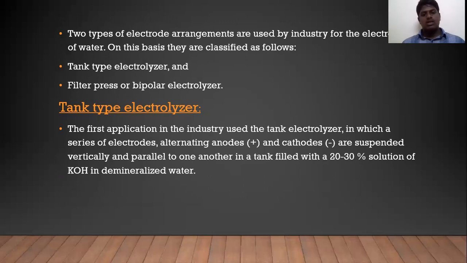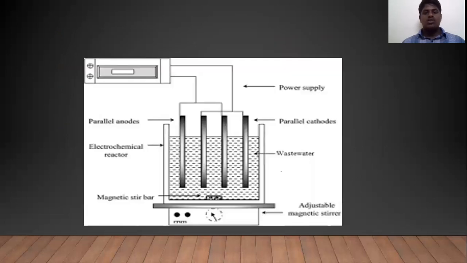The first application in the industry used the tank electrolyzer, in which a series of electrodes, alternating anodes and cathodes, are suspended vertically and parallel to one another in a tank filled with 20 to 30% solution of KOH in demineralized water. We can observe the diagram which was shown on the screen. We can see parallel anodes on the left side and parallel cathodes on the right side, and there is a power supply, and we can see the electrochemical reactor.